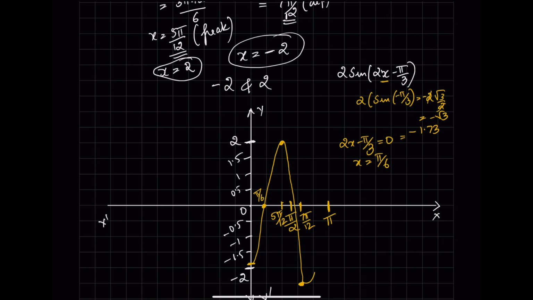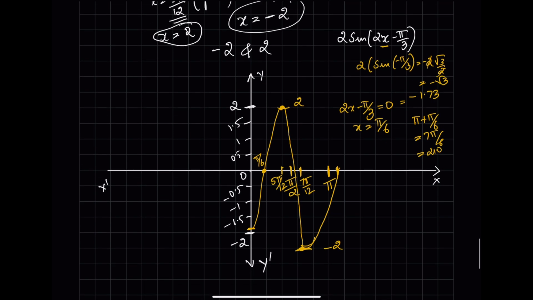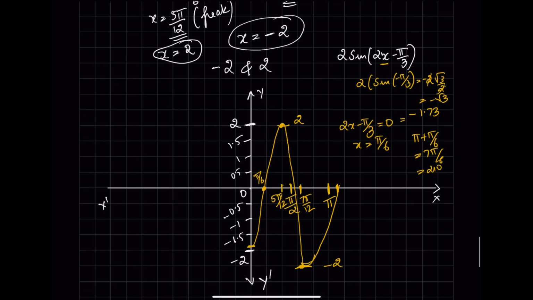Now if this is π/6, the next 0 would be achieved at π + π/6, correct? Which is 7π/6. And 7π/6 would be somewhere here, after π, which is 210 degrees. So our graph would be like this. This is −2, this is 2, and the points are 7π/12 and 5π/12.